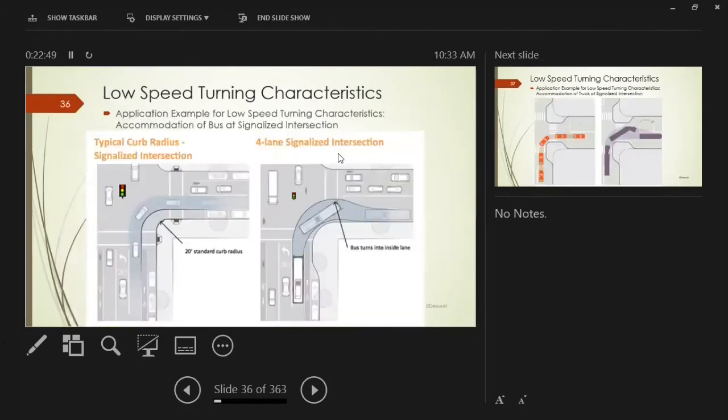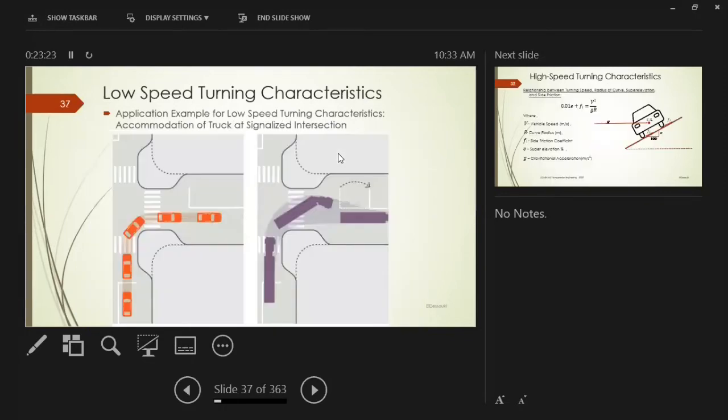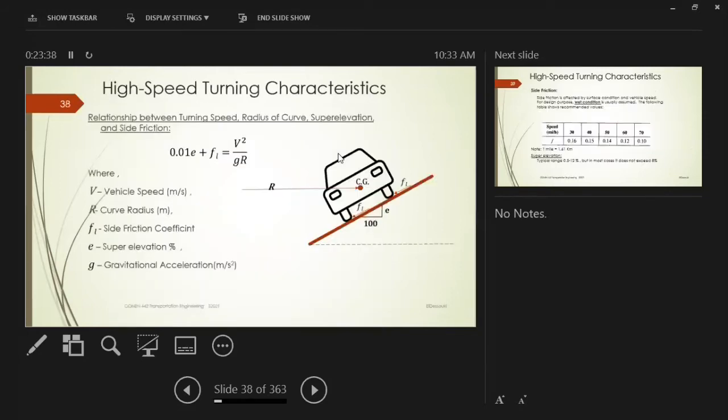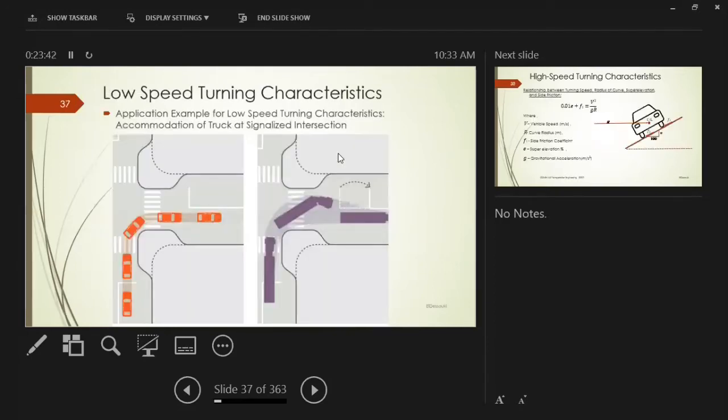This is an example of low speed turning, why we need it and how we can use it. For example, this is the application for low speed turning characteristics. We are designing the curve radius at an intersection. We want to make sure that this curve will accommodate the design vehicle. We can see for the passenger car on the left, there's no problem. But on the right, when we have a bus, it's critical. In this case, we have an 18-wheeler. So the parking, for example, is pushed back in order to accommodate the design vehicle. That's for the low speed turning characteristics.